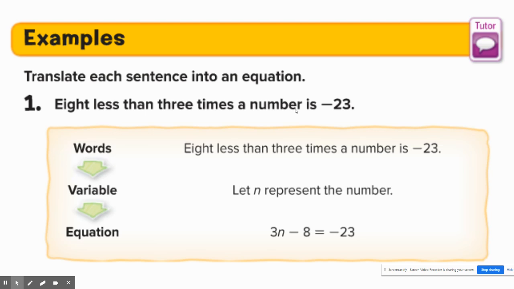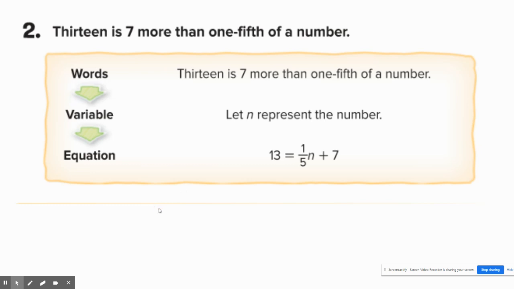And remember, every time you read a subtraction problem, you've got to read it carefully and make sure you get the right order. Addition doesn't matter. The commutative property of addition, we can move those numbers around. There is no commutative property of subtraction. We have to get it in the right order. Second one: 13 is, there's the equal sign again, 7 more than 1/5 of a number. Let n represent the number. 13 equals 1/5 n plus 7, or you could have 7 plus 1/5 n. And that one there, it doesn't matter which order you put it.